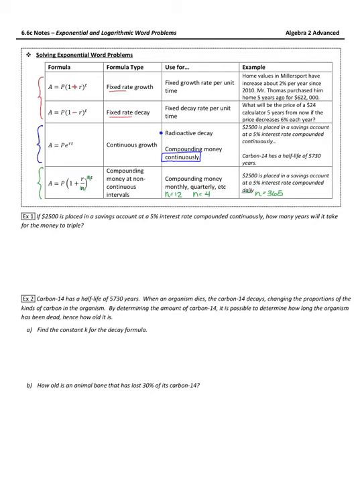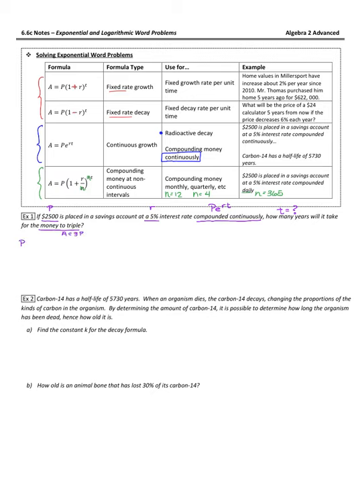Again, you aren't going to have to memorize these, but you do need to know how to apply them. So we're going to start off with an old friend. If $2,500 is placed in a savings account, that would be our principal, at 5%, that'll be our rate, compounded continuously, that tells me we're going to use PERT. How many years, so we're solving for T, will it take for the money to triple? So A is going to equal 3 times P.